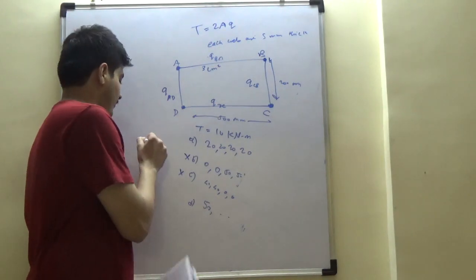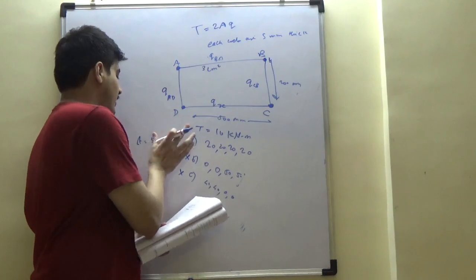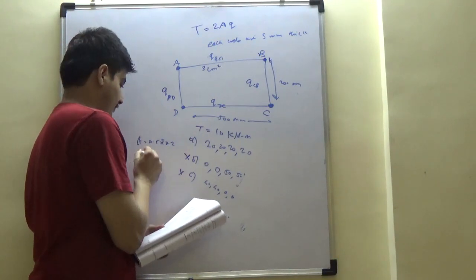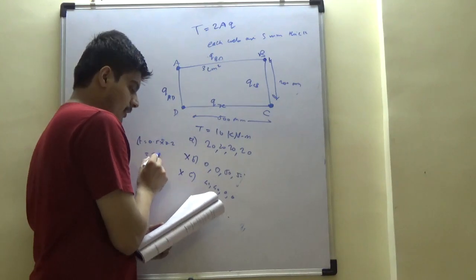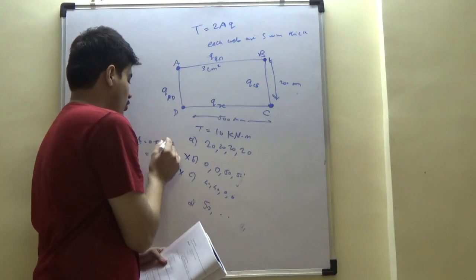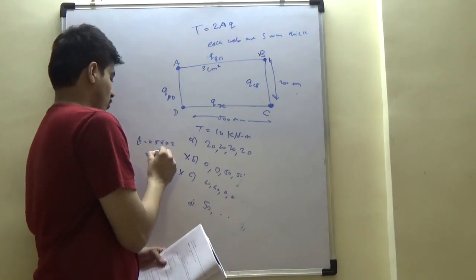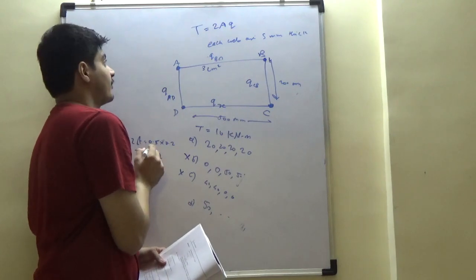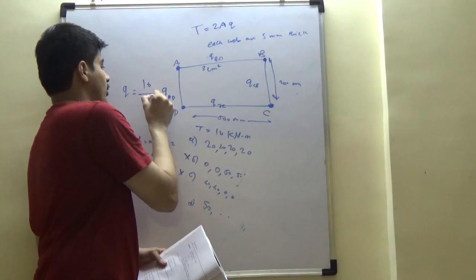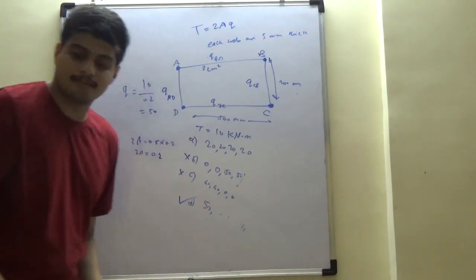What is area A? 500 mm is 0.5 meters. So 0.5 into 0.2 is 0.1, right? Because 0.5 into 2 is 1, so this is 0.1. So 2A is 0.2. So Q is simply 10 upon 0.2, which is 50. So this is the correct answer.